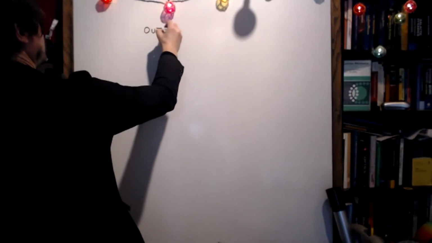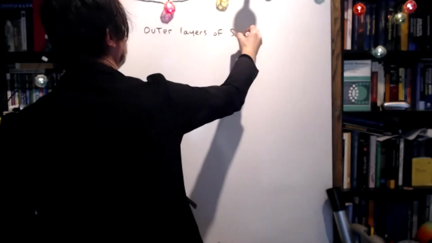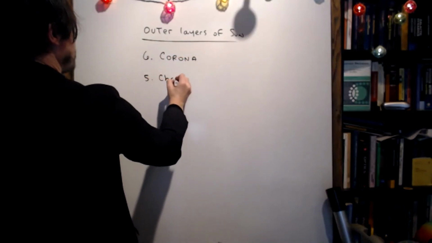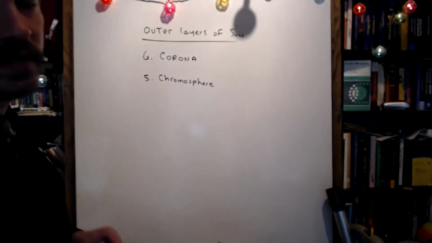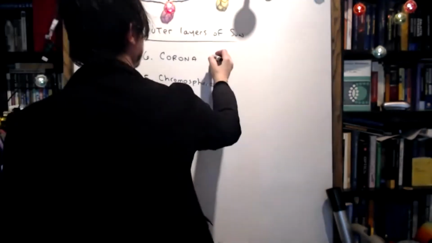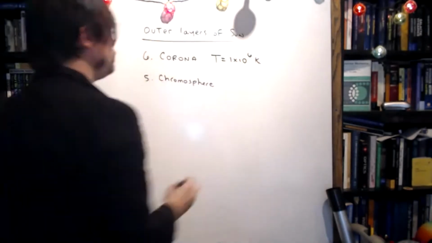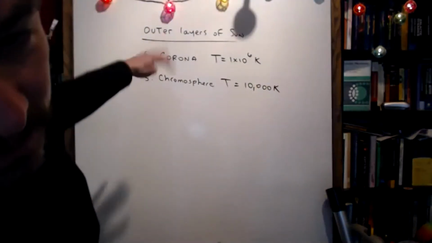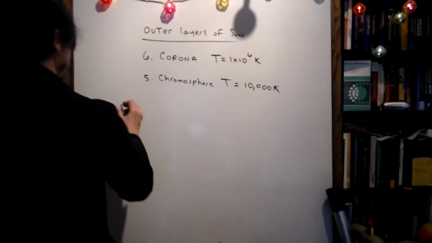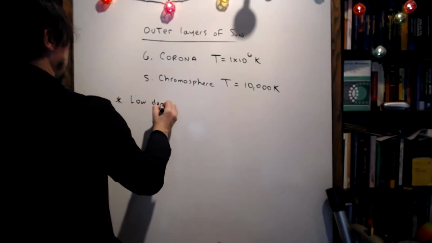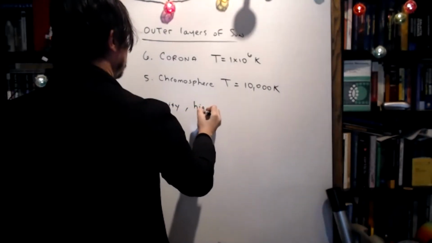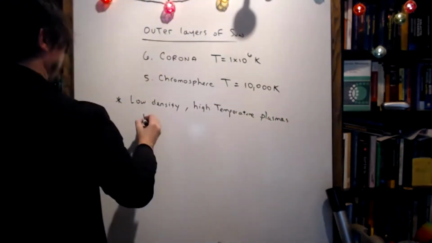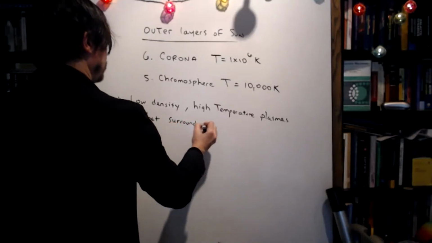Let's talk about the outer layers of the sun. They include the corona and the chromosphere. The big difference between these two layers is their temperature. The corona has a temperature of 1,000,000 Kelvin. The chromosphere has a temperature of 10,000 Kelvin. The temperatures actually vary a bit, but those are representative numbers. Both layers are low density, high temperature plasmas that surround the sun.